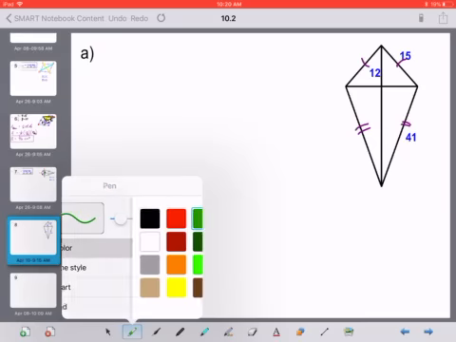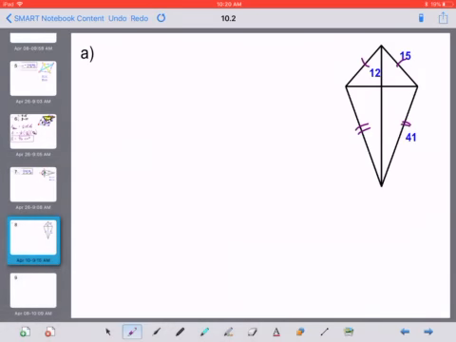Okay, let's take a look at this example and see what we can do to come up with the area of this figure. So step 1 is always the same. We're going to start with the formula that the area of a kite is going to be 1/2 times diagonal 1, multiplied by diagonal 2.